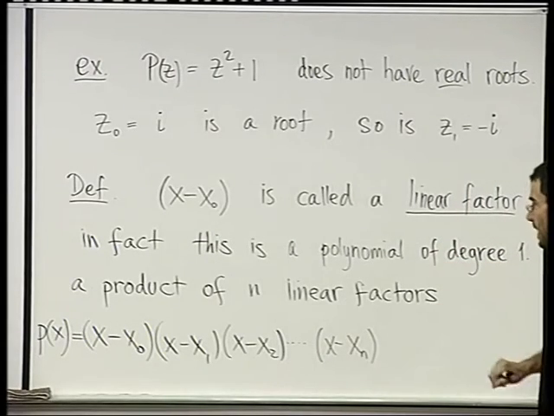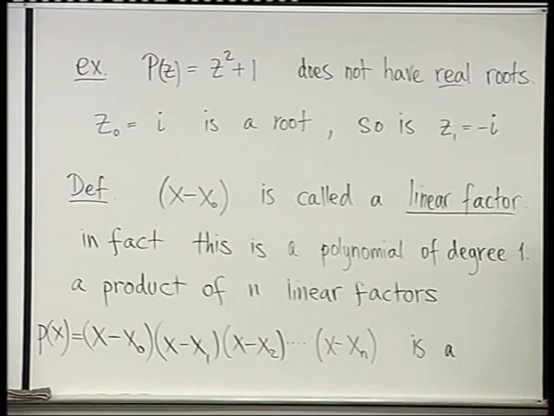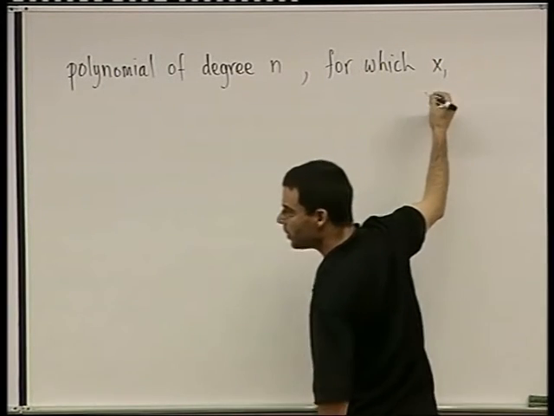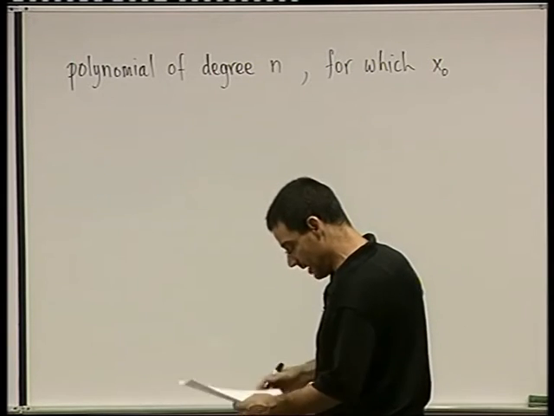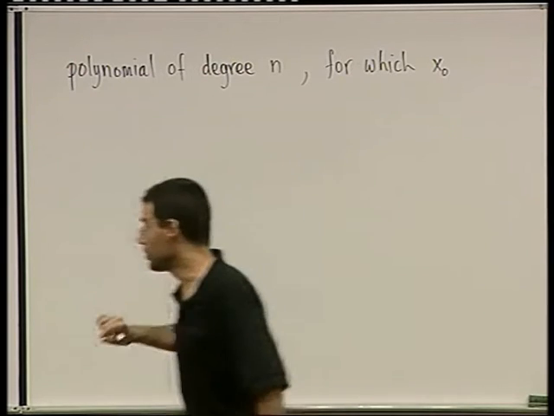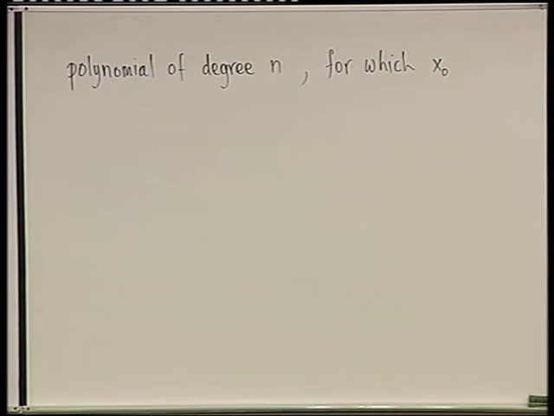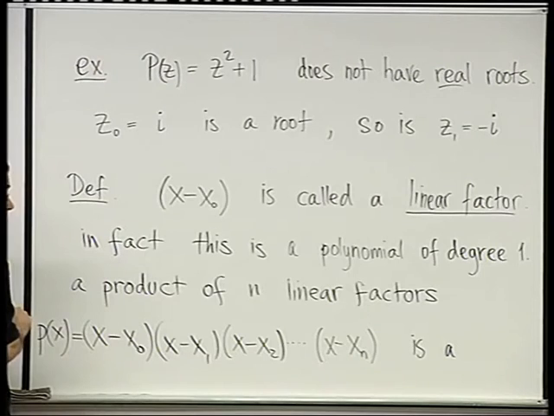Okay? So a product of n linear factors is a polynomial of degree n, for which x1, we started with x0, for which, oh, so we took too many of these, right? Yeah, we took n plus 1, sorry. Let's go back one board for a second. If we start from x0, then we're going to have n plus 1 factors here, and it's going to be a polynomial of degree n plus 1.